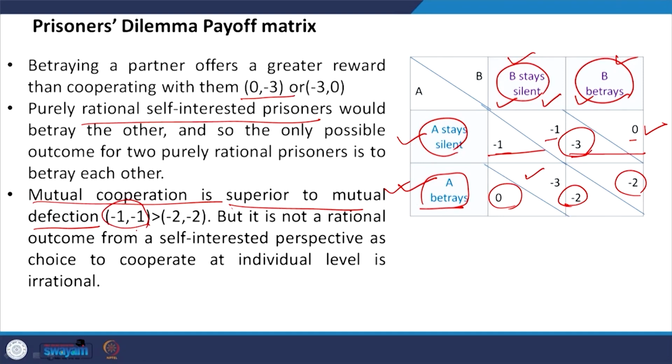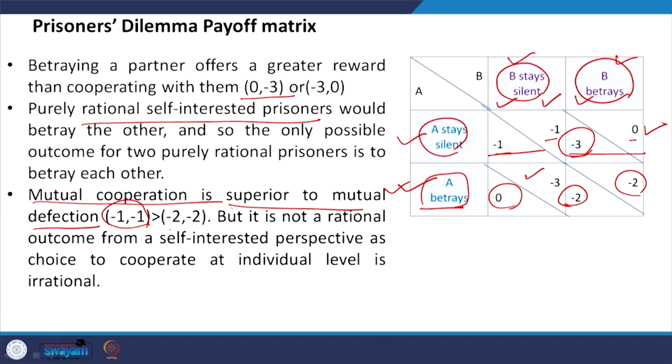And if they are following mutual defection, that means A is betraying B and B is also trying to betray A. A is blaming B that he has committed the crime, and B has said the same thing, that A has committed the crime. So, the prosecutor will be confused about who exactly did the crime, and someone must be lying in this case. That is why the matrix that we get is -2, -2.